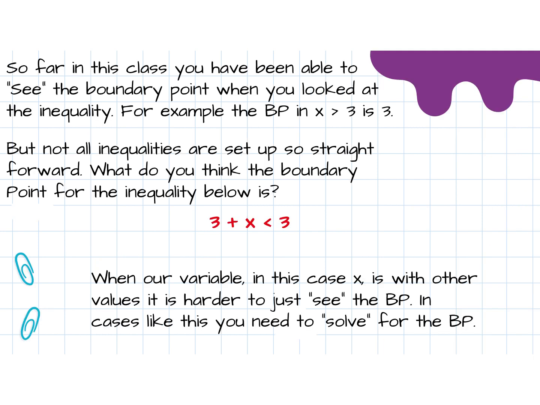So far in this class, you've been able to see, and I put that in quotes, the boundary point when you looked at the inequality. For example, the boundary point in the inequality, x is greater than 3, would be 3. It's pretty obvious, right? There's a single value for x. It's all by itself, and it says that it's bigger than 3. Fabulous. But not all of the inequalities that we're going to use are set up so straightforward. So when you look at the inequality below, what do you think the boundary point would be for it? 3 plus x is less than 3.